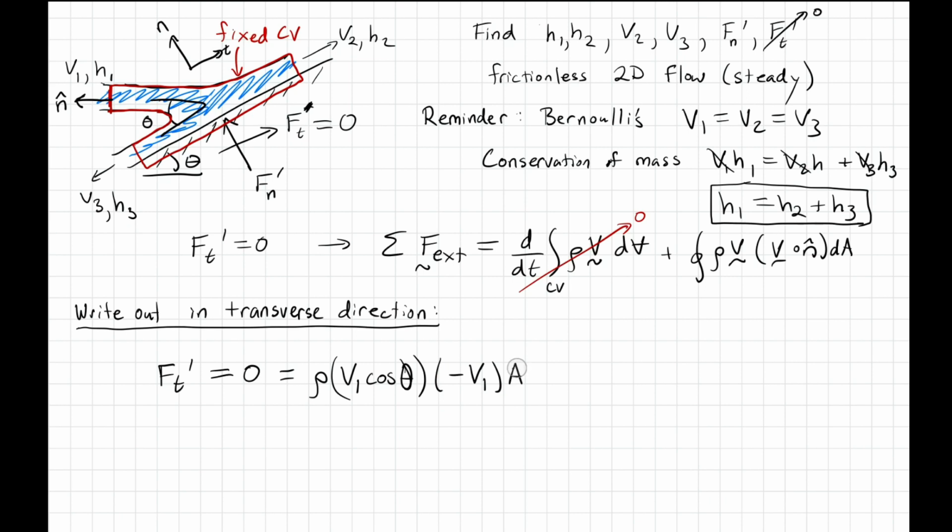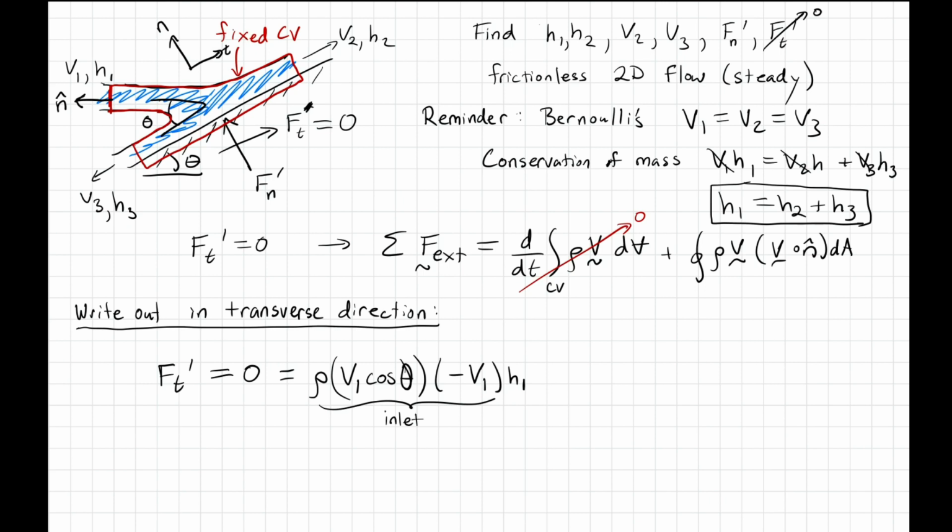Times the area. In two dimensions, h1 would be the height, and then you would need a depth into the page to get the third dimension if you want it. But I'm going to leave out the third dimension here and treat it as a 2D flow, so treat this as a force per unit depth. If this wasn't a force per unit depth, I would have to multiply by the depth into the page, but I'm not going to keep that term. Okay, so that's our inlet.